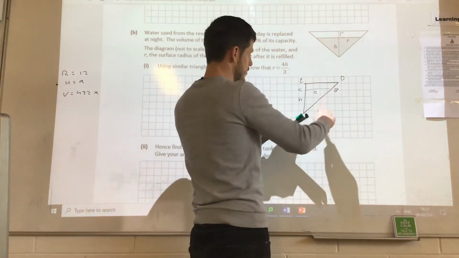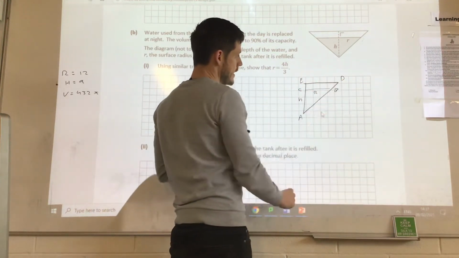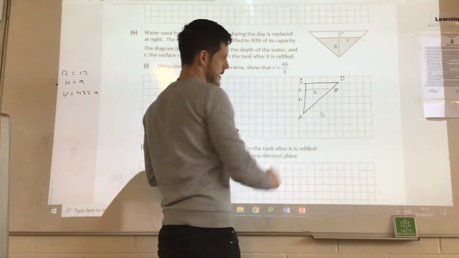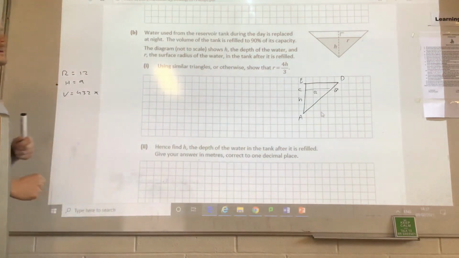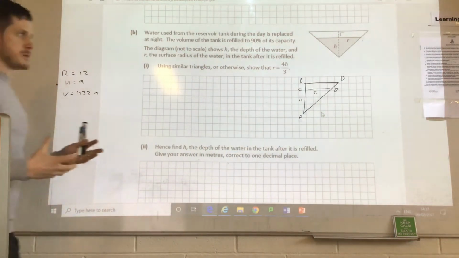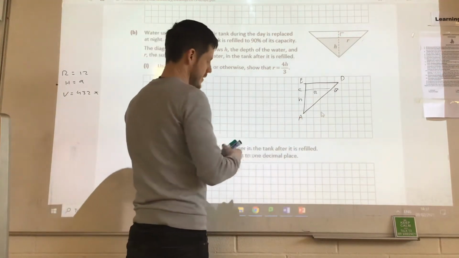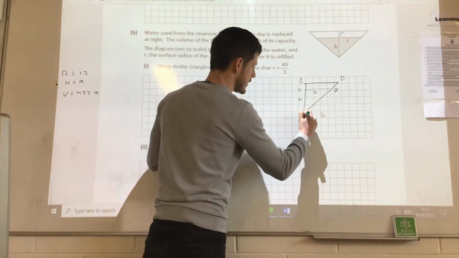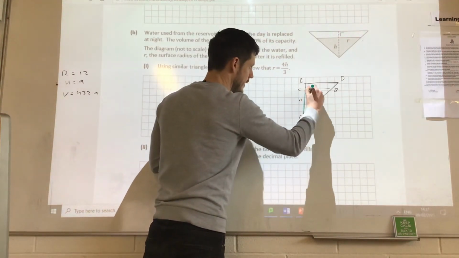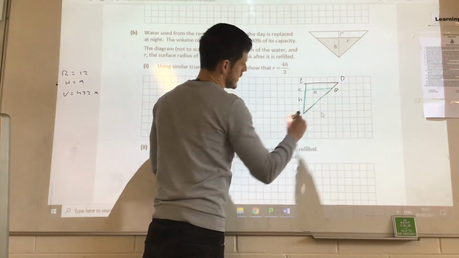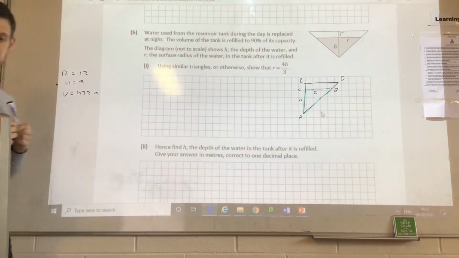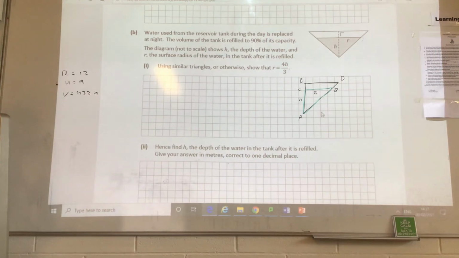So two triangles, I got AED and I got ACB. A lot of letters there. Don't worry too much about them, but hopefully we can see that we've got two separate triangles there. The big one, and then this one here. So we know that some of the sides are similar to each other.